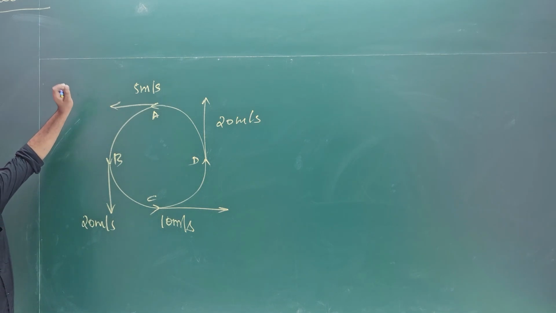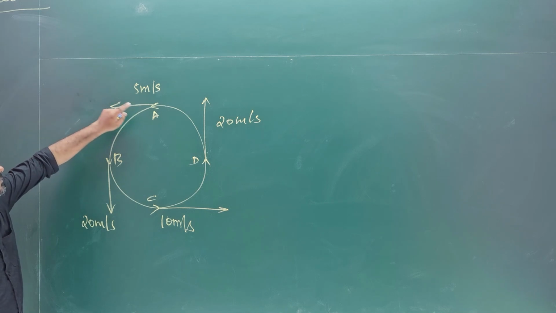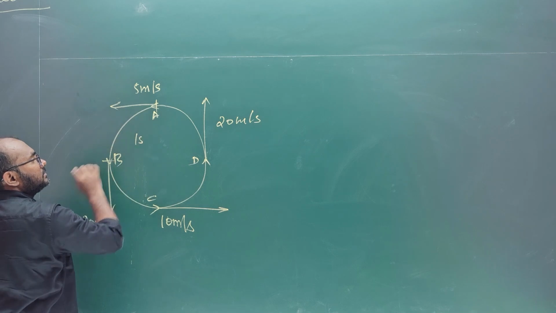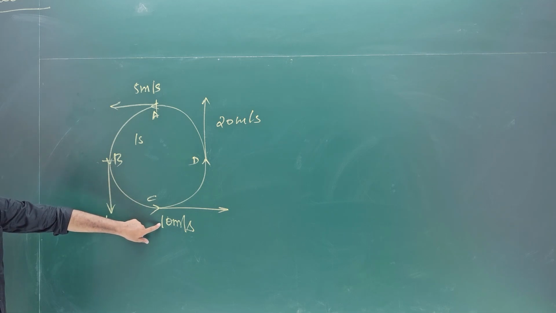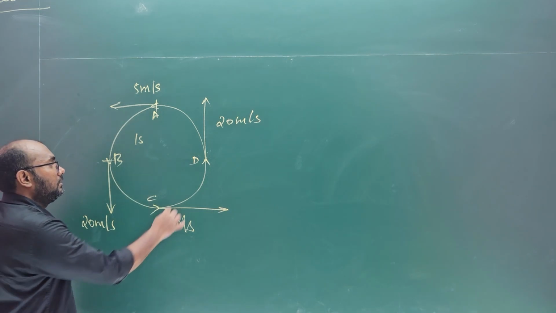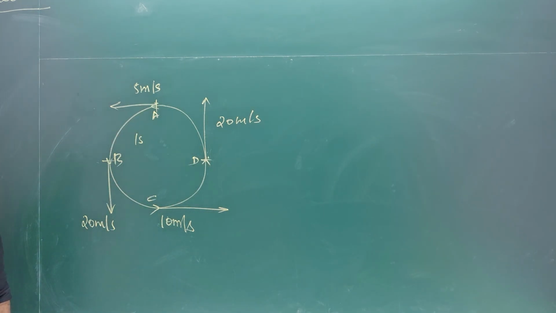Now listen to me. In this case, from here to here, consider 1 second. From A to B, taking 1 second, what is the change in velocity? 15 meter per second. And from B to C, 10 meter per second. And from C to D, again 10 meter per second. And then D to A, can I say 20 meter per second? Yes. So can I say that magnitude is continuously changing? At different points, I have different magnitudes.